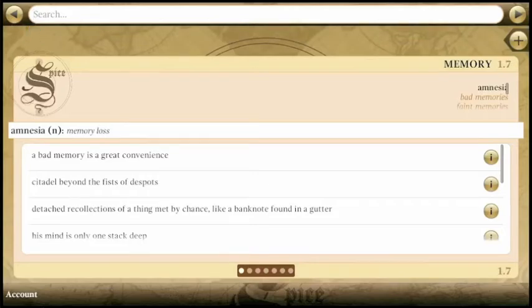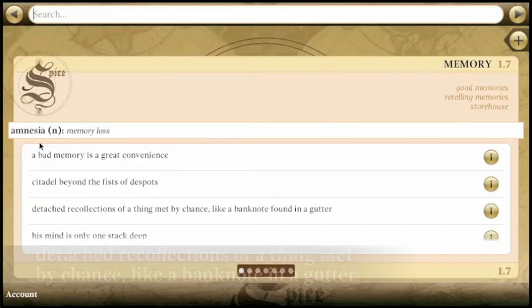Memory has been divided into 7 categories and meanings: amnesia, bad memories, faint memories, flashbacks, good memories, the retelling of memories, and storehouse, like a catalog or database. You could pick one of these categories to narrow your theme. Let's just look at amnesia.